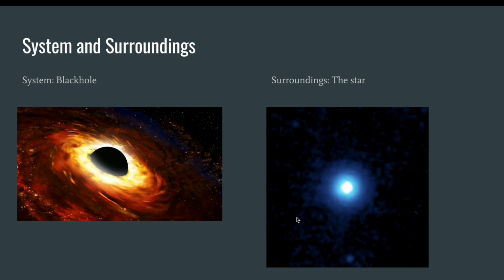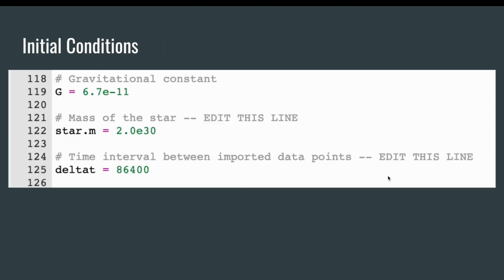Alright, the system and the surroundings are the first one, where the system is the black hole and the surroundings are the star. The initial conditions obviously are the gravitational constant, and then we have the mass of the star that was given, and the time interval, which is the number of seconds in a day.